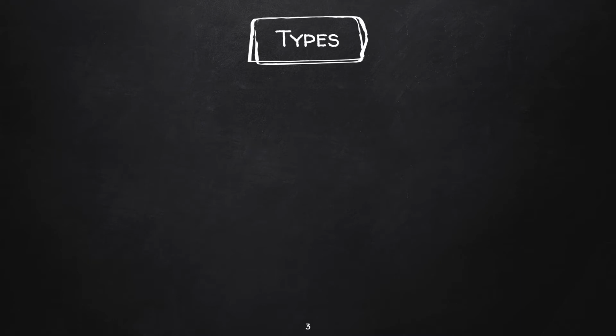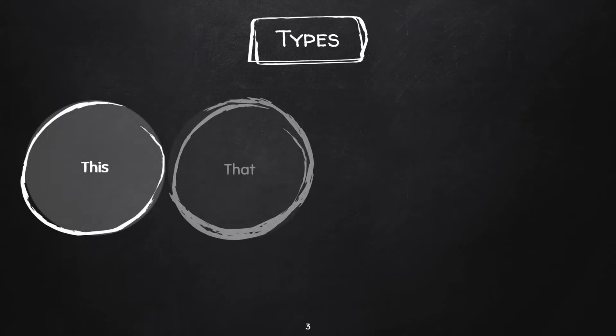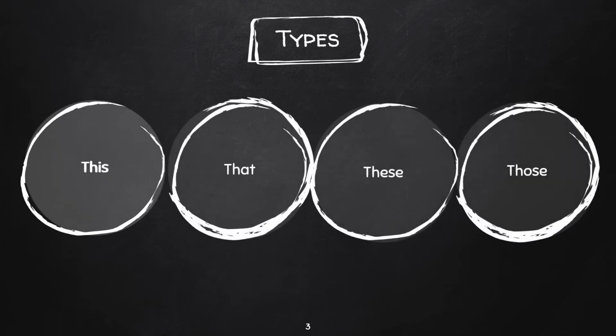There are four types of the demonstrative pronouns, which are this, that, these, and those. This and that are singular demonstrative pronouns, while these and those are plural. The singular demonstrative pronouns are used to refer to singular nouns, while the plural demonstrative pronouns are used to refer to plural nouns.